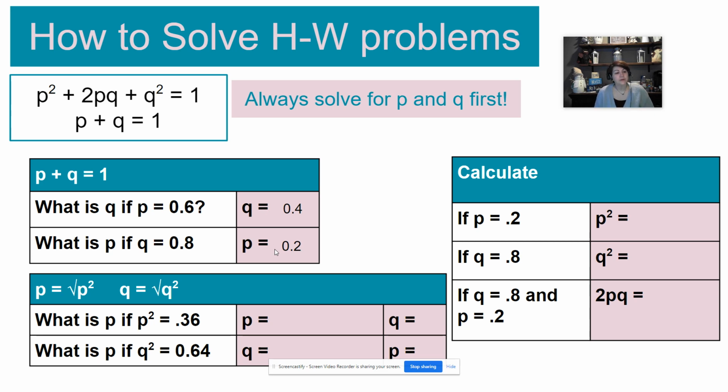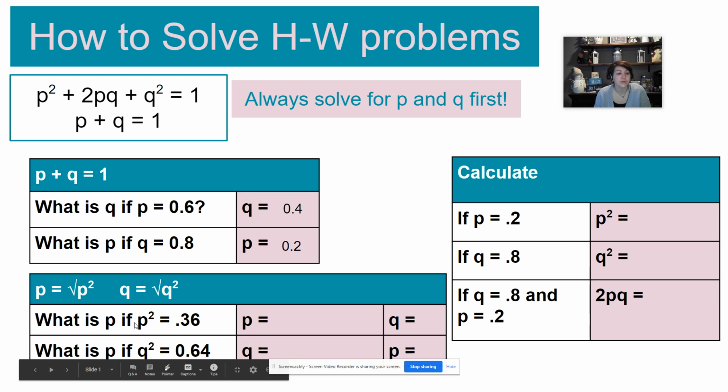But you're not always going to be given the P or Q value. Sometimes you'll be given a P squared or a Q squared value. Again, if you're given P squared or Q squared, you're still going to try to find P and Q first. Down here, it shows you how to find P and Q given P squared and Q squared. P is equal to the square root of P squared. So if I know what my P squared value is, I take the square root of it, and that will tell me what P is.